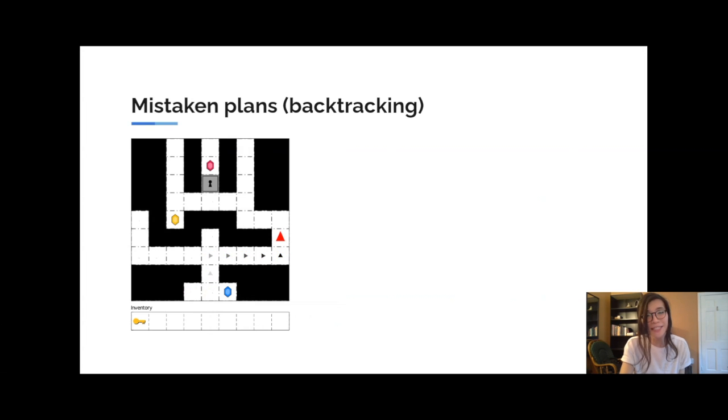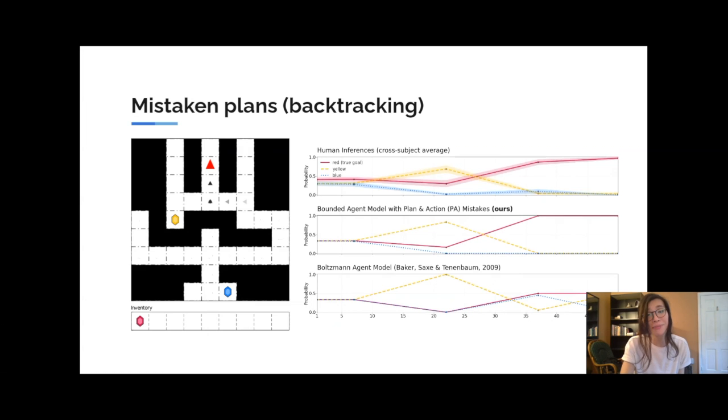Notice that the agent exhibits a suboptimal plan, backtracking to pick up a key in order to reach the red gem. Our model accounts for such planning mistakes because we assume that agents don't always plan fully ahead. Its inferences closely match average human judgments, in contrast to the Boltzmann agent model, which only accounts for action mistakes.